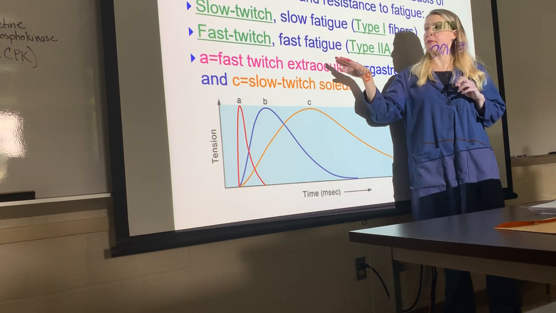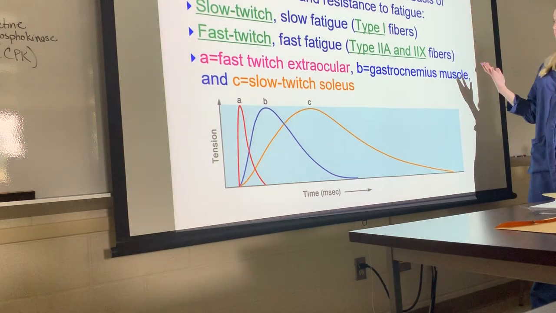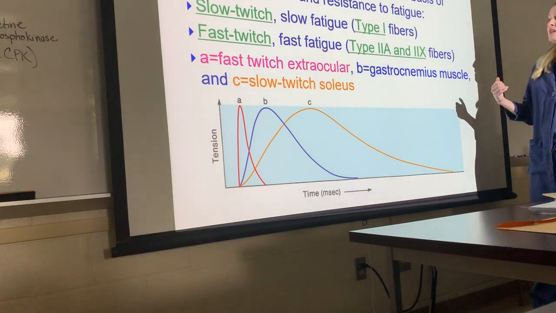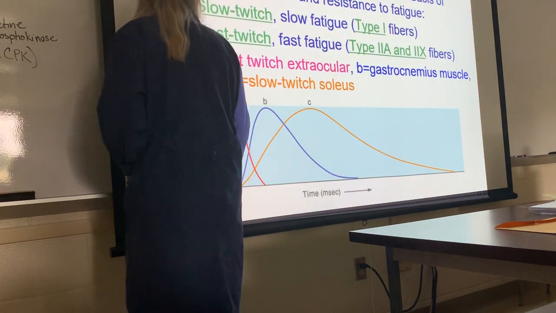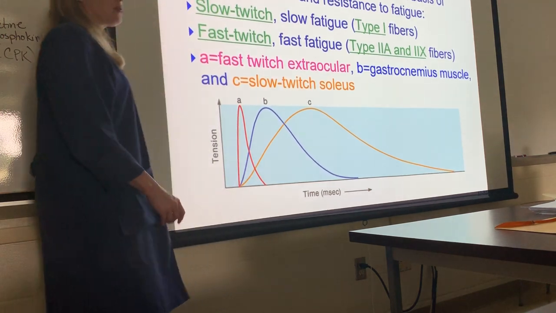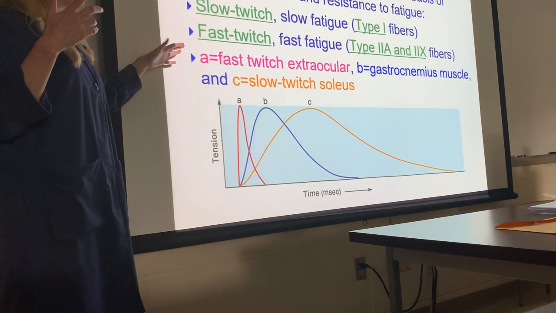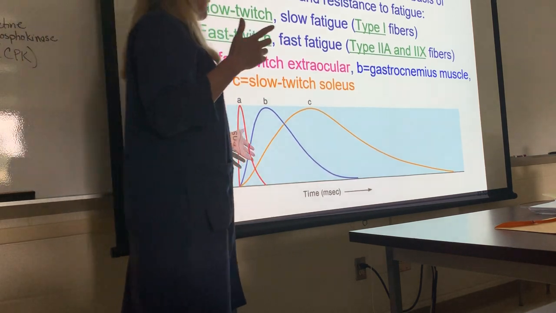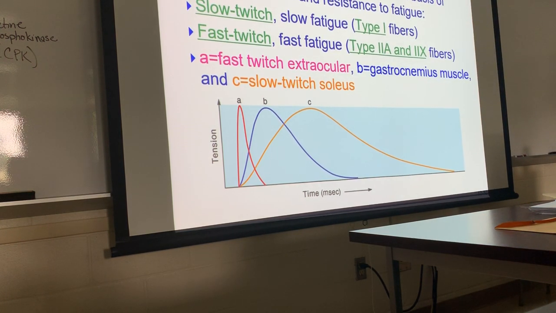We also have fast twitch fibers, and there are two types here. There's the fast fatiguing fiber, which is type 2X. Type 2X fibers fatigue very quickly, but they reach their peak tension very, very fast. A illustrates this. They're like a flash: they have their period, and they're done. Most of the fibers in the extraocular muscles of the eye have a lot of fast twitch, fast fatiguing fibers. If you use your lateral rectus and medial rectus muscles and look right and left really quickly a couple of times, you're going to start to feel a little bit of burning.